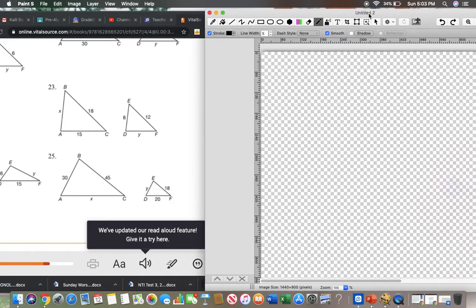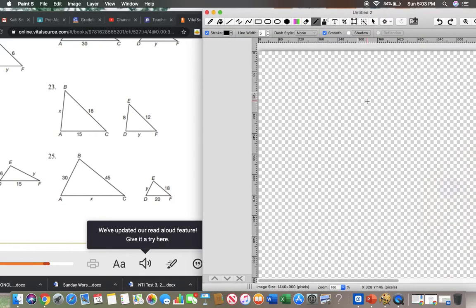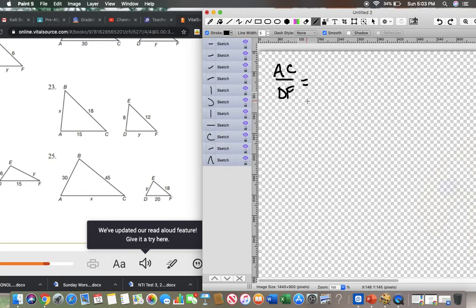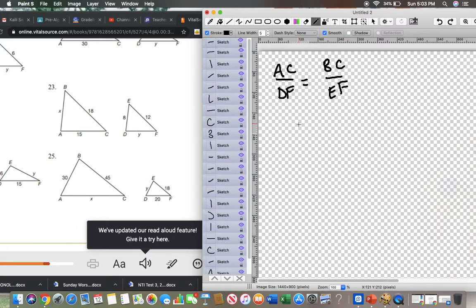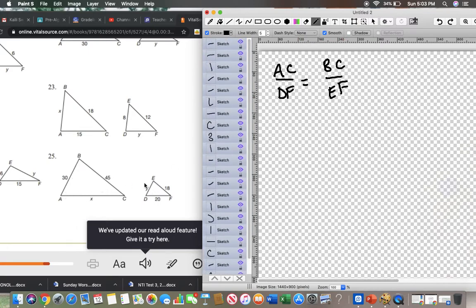So number 25, we're looking for x and y again. So let's find x first. We've got AC over DF. That is equal to, we're going to have to use BC over EF because we can't use AB over DE because y is a missing value. AC is x, DF is 20, BC is 45, and EF is 18.